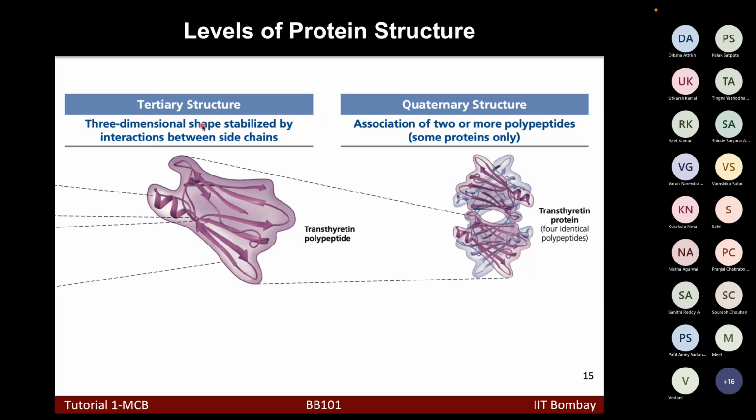But for some proteins which have multiple subunits, in that case this is one subunit, another subunit comes and binds to it, and it gives rise to this huge kind of protein. In that case it gives rise to something called a quaternary structure. So quaternary structure is not there for all the proteins. It's only there for some proteins like transthyretin or hemoglobin.